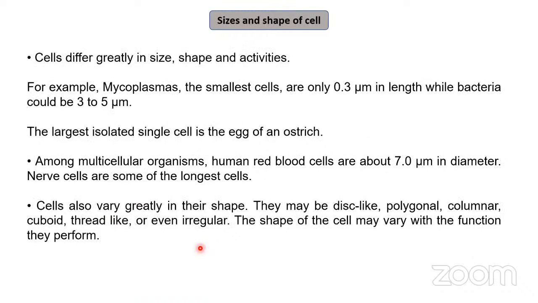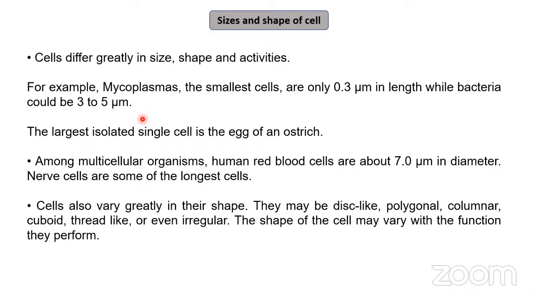Now, cells are present in varied shapes and sizes. Their size differs greatly, and their shapes differ greatly based on their activities. For example, this is a very important thing: the smallest cell, Mycoplasma, which is also called PPLO, pleuropneumonia-like organisms, is only 0.3 micron in length. Bacteria, on the other hand, could be 3 to 5 micron. And animal cells can further be of larger sizes.